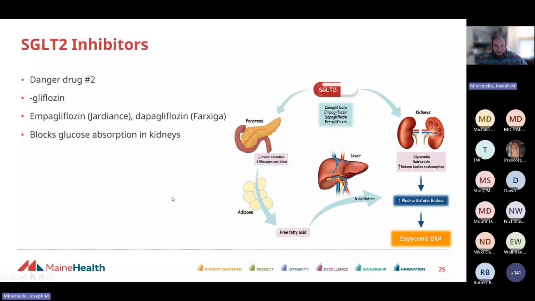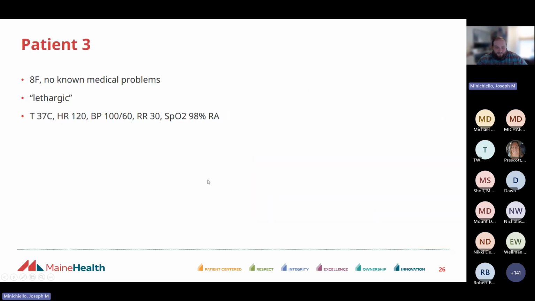Big bonus points if you roll in and tell me, hey, doc, they're on this medication, I'm worried about euglycemic DKA. Big bonus points there. All right, let's talk about kiddos again, more specifically. You have an 8-year-old with no known medical problems. You just get called because they're lethargic. Here are your vitals. They're a little tachy, a low normal blood pressure for an 8-year-old, a little tachypneic. Any quick thoughts in the chat of what you want to check or what you're worried about?